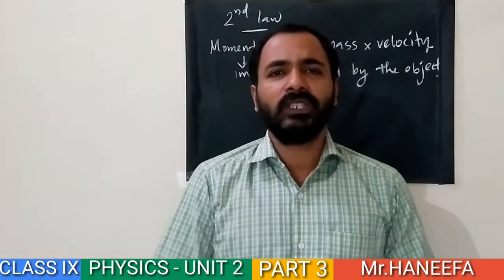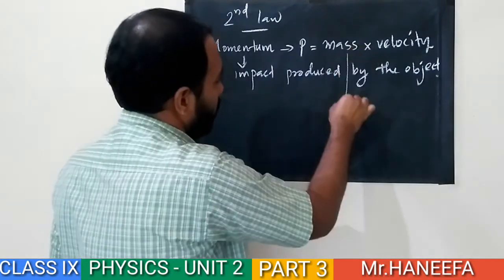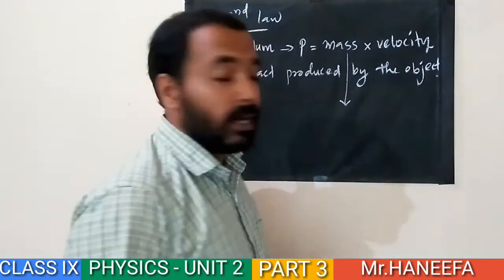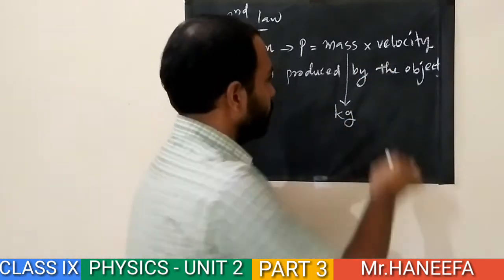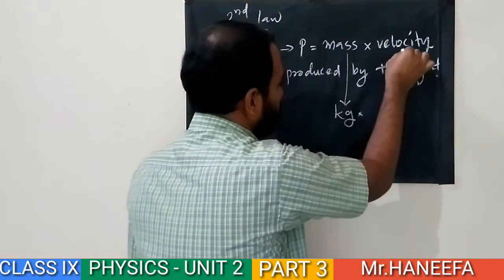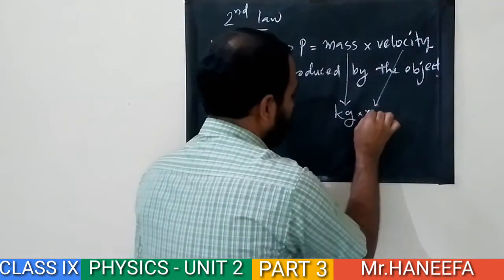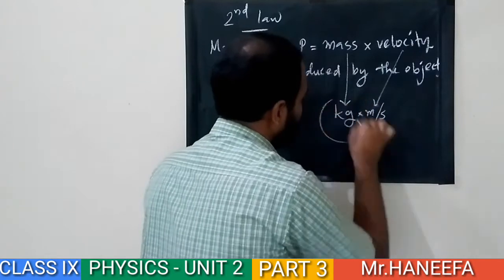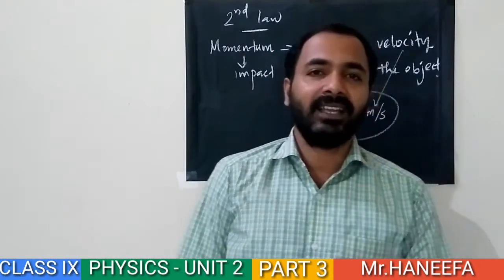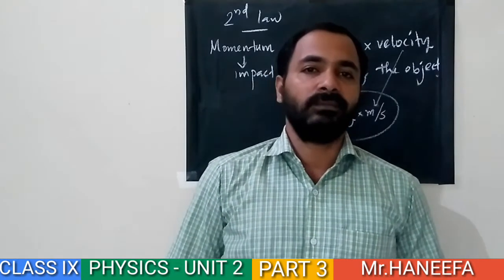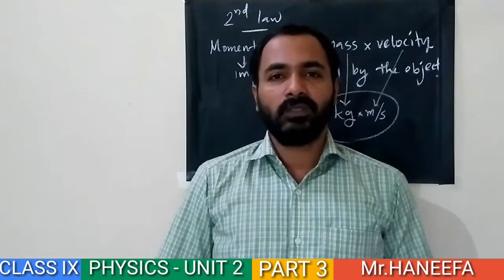Then what is the unit of momentum? Momentum is mass into velocity. What is the unit of mass? Kg. What is the unit of velocity? Meter per second. So kilogram meter per second is the unit of momentum.